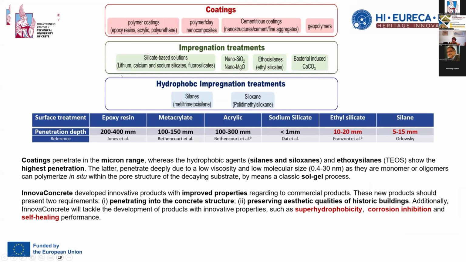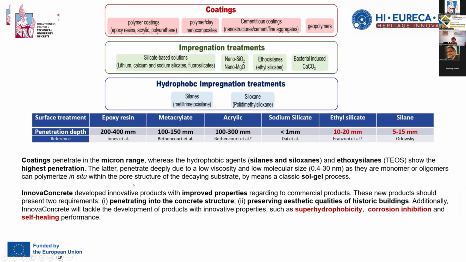Impregnation treatments could include silicate-based solutions like lithium, calcium, sodium silicates, and fluorosilicates, or even nanosilica and nanomagnesium oxide composites. The ethosilians, which are based on the ethyl silicates, is a group of materials that is proposed for the protection of concrete, and of course some bacteria that can induce the production of calcium carbonate and sometimes even the silica content of the concrete.